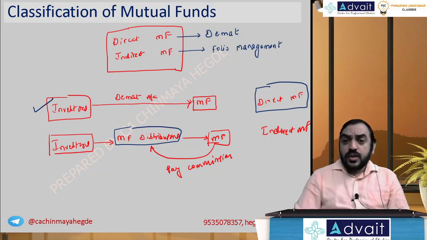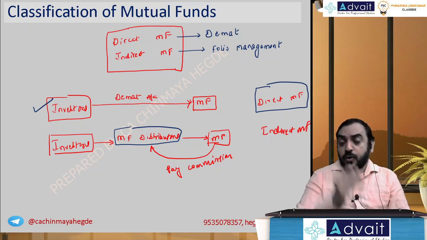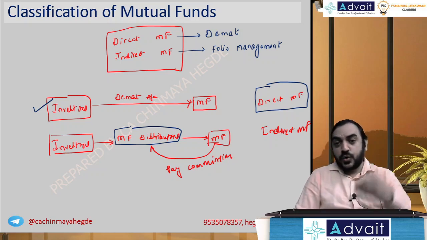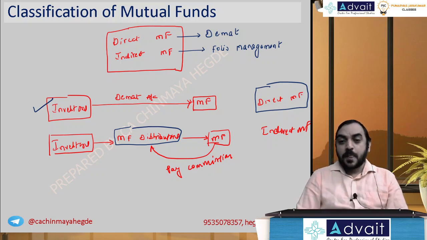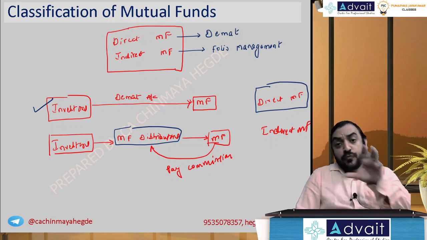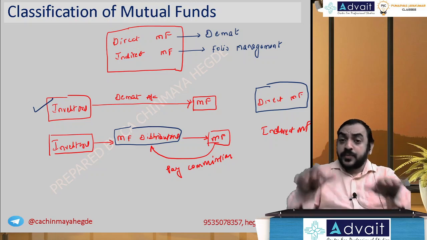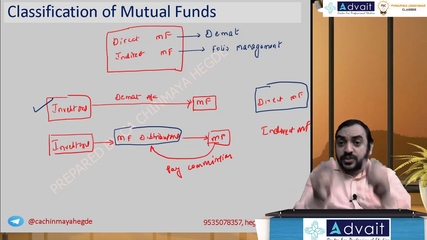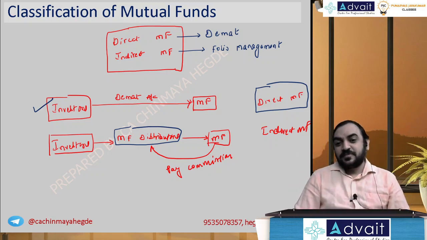Even when I showed you that HDFC Flexi Cap, ICICI Flexi Cap, Kotak Flexi Cap, they always had direct and indirect. I'm not sure whether you observed it. If not, please go to the website and check it out. They will have to give you two sets of details, for direct and for indirect. Portfolio will be the same, manager will be the same, expense structure will be different, and hence NAV will be different.